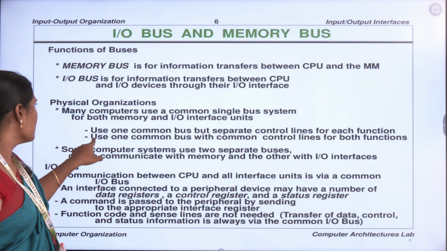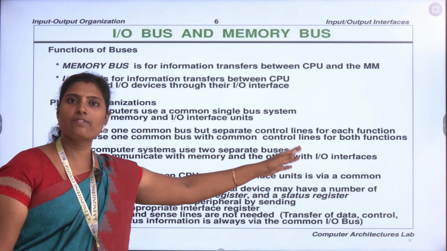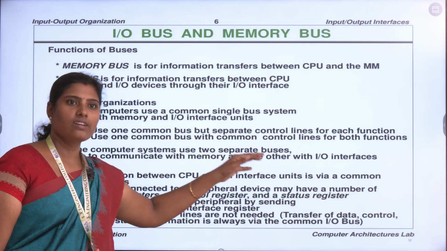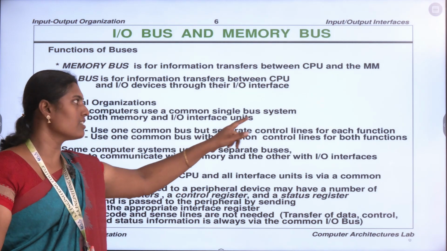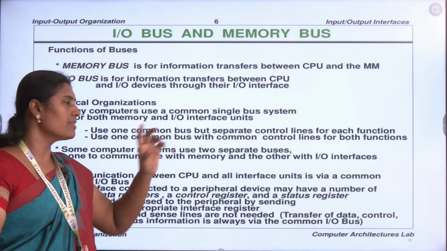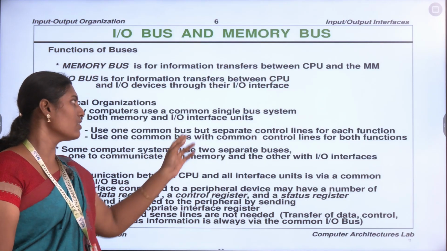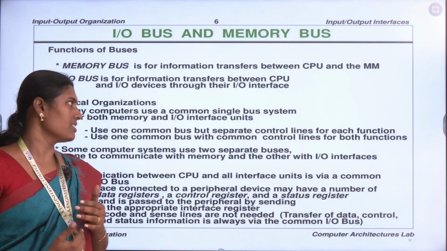So first we'll see, first it comes with a common bus, but we have a separate control line for each and every function, where the data transfer is being controlled to each and every device by a different control line. And the next type is one common bus for a system, where we have a common control line for all the input-output as well as the memory functions.